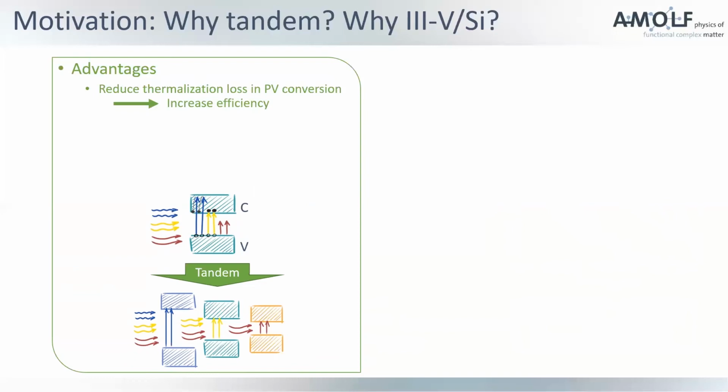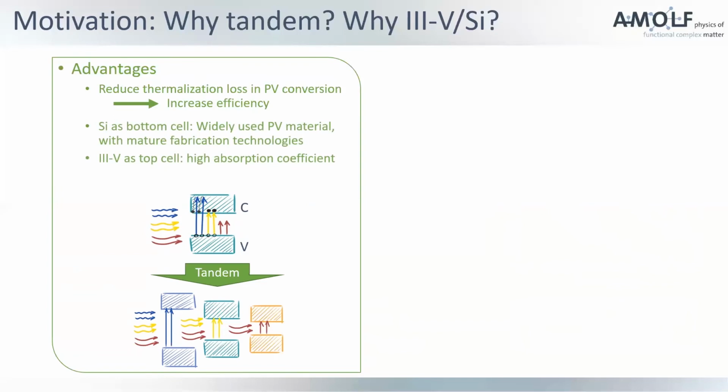So the materials that I use is silicon as a bottom cell because it's a really good PV material, and it has very mature fabrication technologies. And as a top cell, I would like to use a III-V material, and they are also really common in PV. They have high absorption coefficient, and they have really good light-matter interaction.